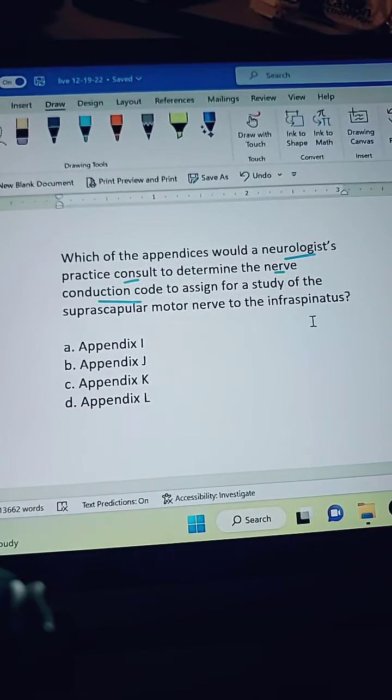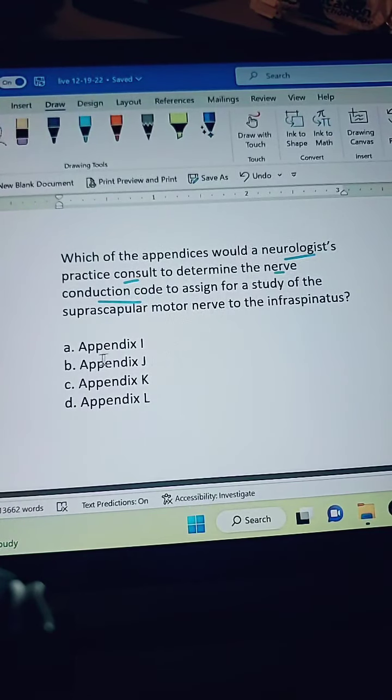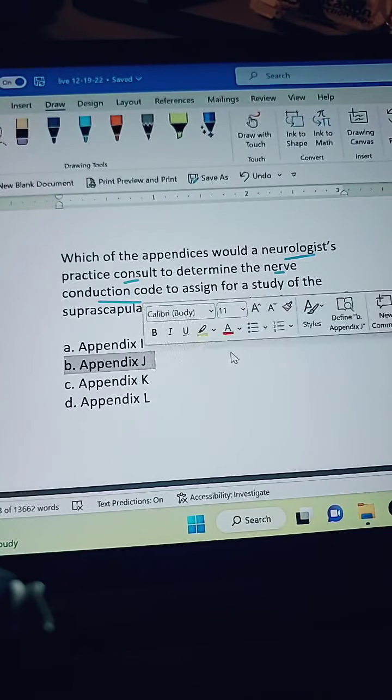Let me see. Oh, who is that? LV Divine? She got it. It is Appendix J. Good job.